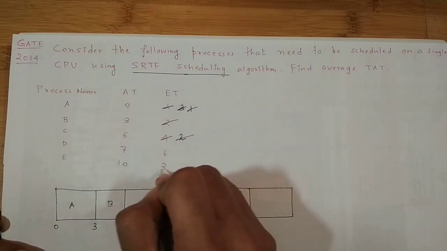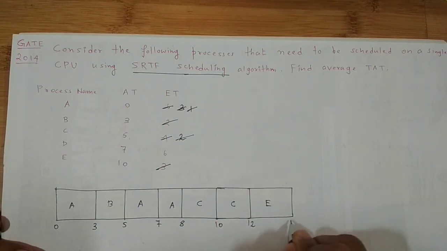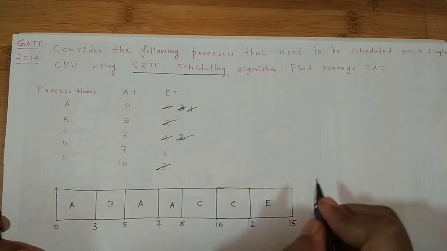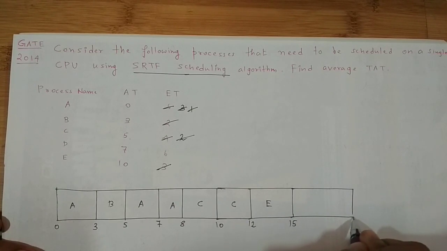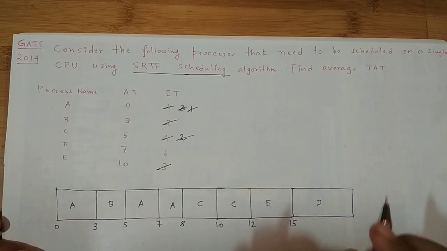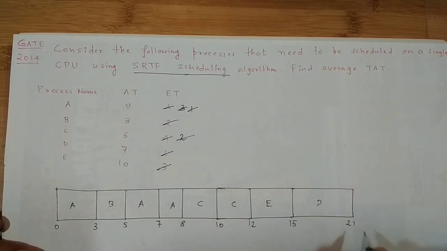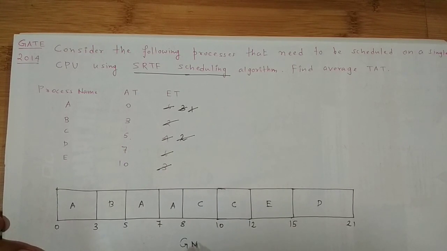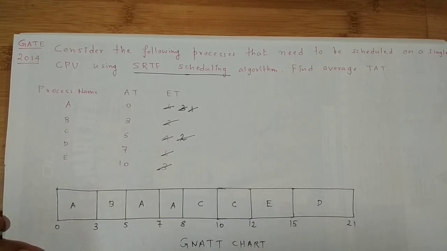As a result, it will continue having the CPU till its execution time is over. And we have 3 units for E. Finally, process D will get hold of the CPU for its execution time, which happens to be 6 units. So process D is over, and this is our final NAT chart. This is the final NAT chart that we have got for these 5 processes.